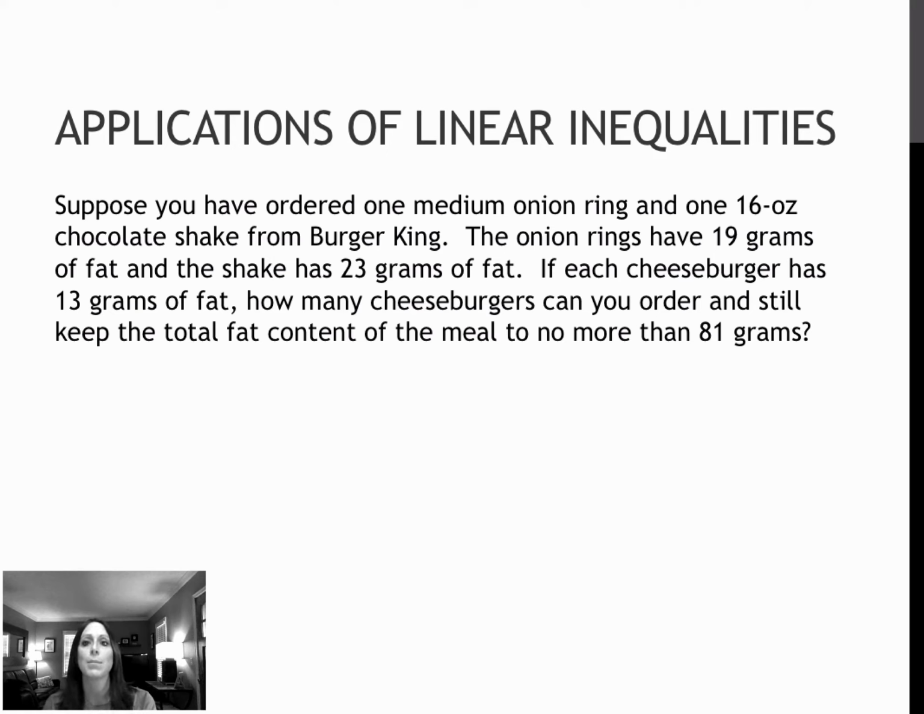Next, we have a medium onion ring and a 16-ounce chocolate shake. It's making me very hungry. The onion rings have 19 grams of fat, so we have one order of onion rings. That's 19 grams of fat. And the shake has 23 grams of fat. And I'm also going to have some cheeseburgers, and if each cheeseburger has 13 grams of fat, so this word each kind of is a key for us. We know that we're going to take 13 times the number of cheeseburgers that I have. And how many cheeseburgers did I have? I don't know. That's my unknown. So x is the number of cheeseburgers.